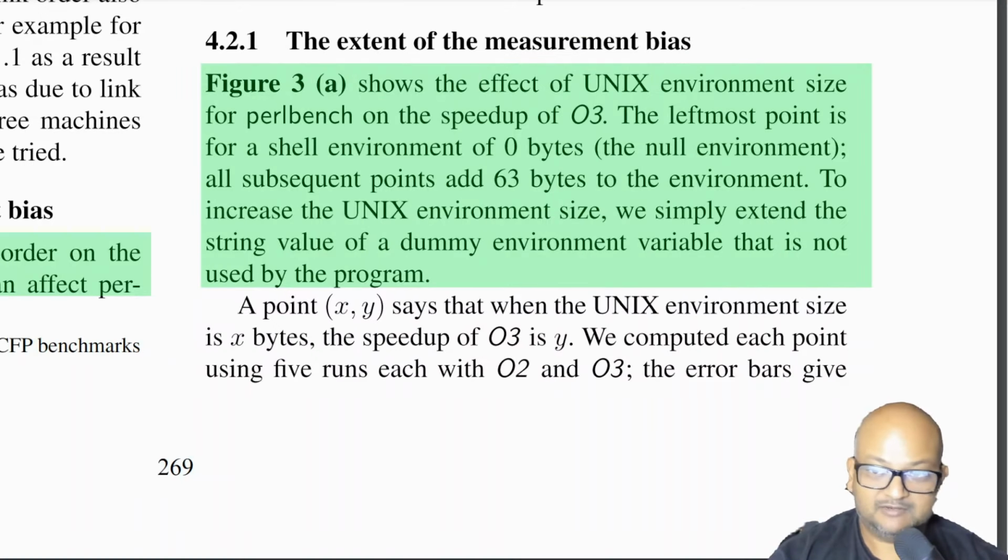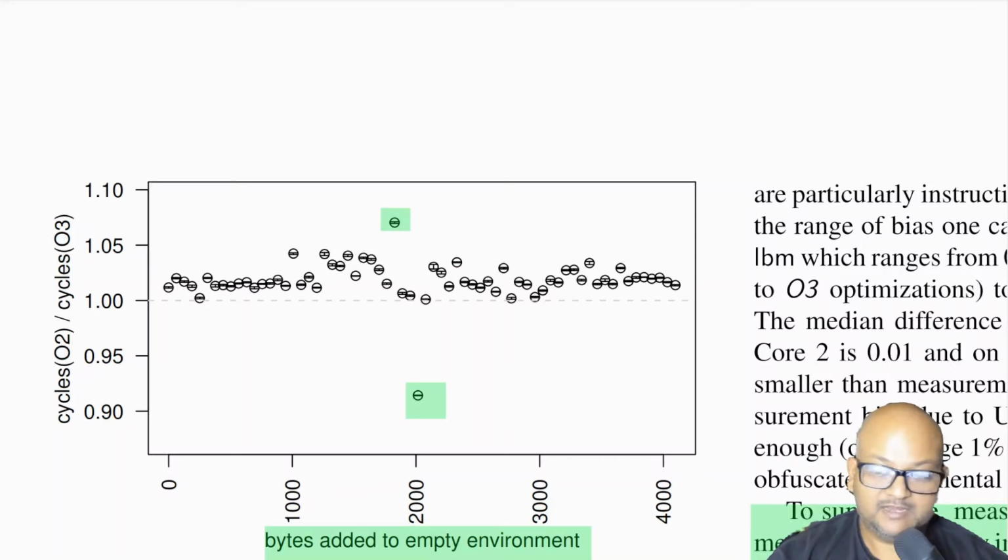The second effect, which is the effect of the Unix environment size, is even more surprising. All they're doing is increasing the string value of a dummy environment variable by 63 bytes at a time. And here again, they find that the environment size has a significant effect on the outcome of this benchmark. In particular, you'll see that just around the 2000 bytes mark, there's one setup in which O2 is much faster than all the other readings, and another one where O3 is much faster than all the other readings.